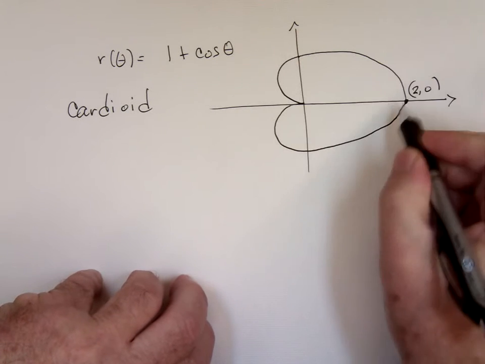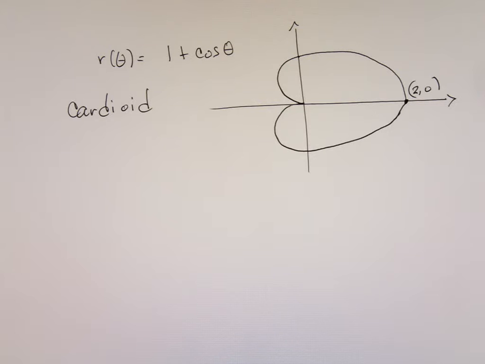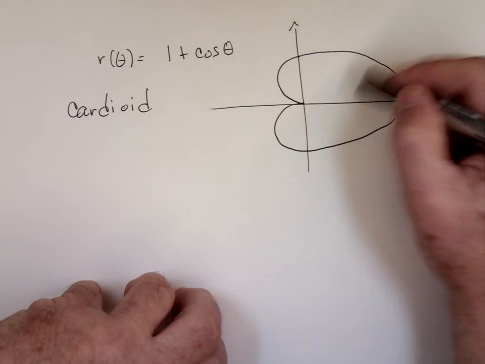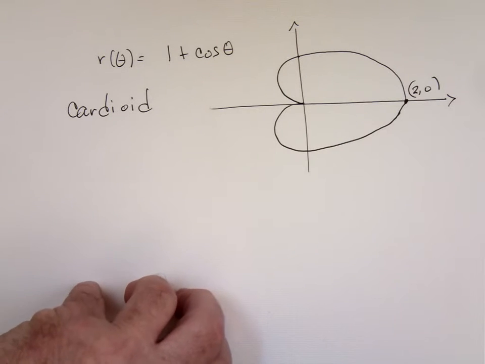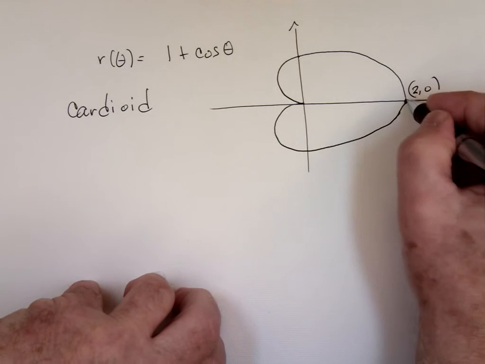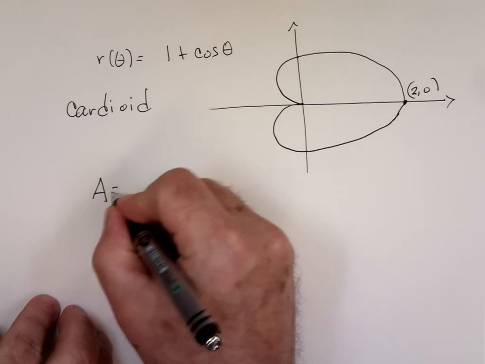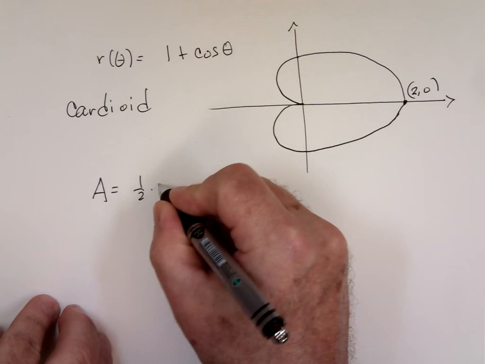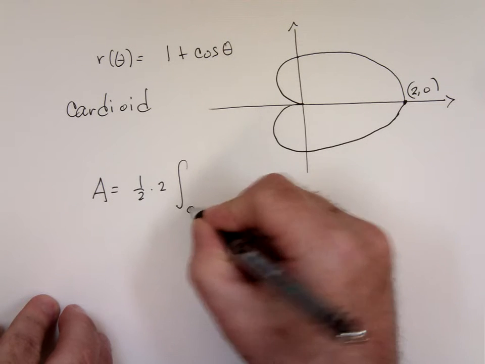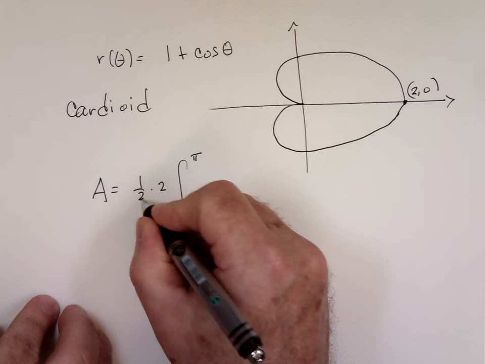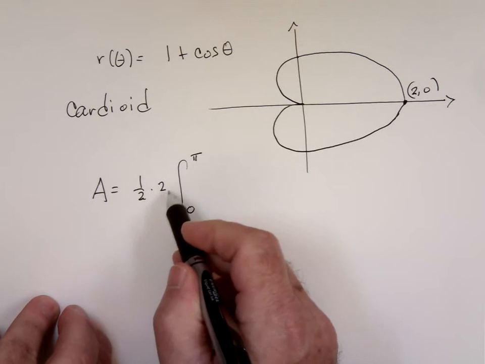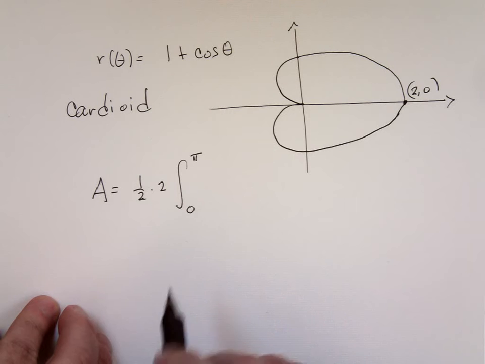Now, we have symmetry with respect to the polar axis, the usual thing with cosine being the even function that it is. What we should do here is find half the area and double it. So we'll multiply by 2 and go from 0 to pi. The formula demands a 1/2, but we're going to multiply by 2.